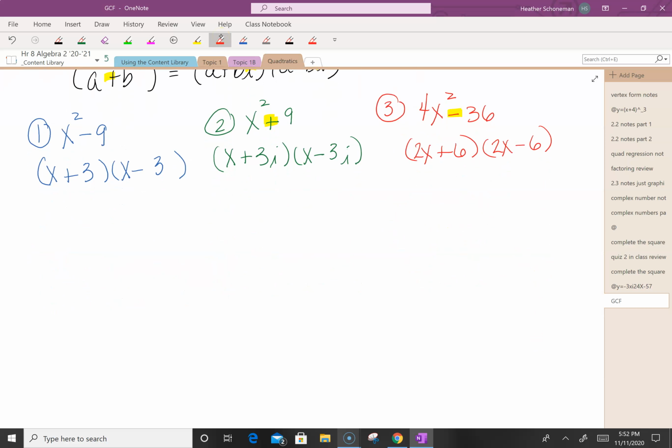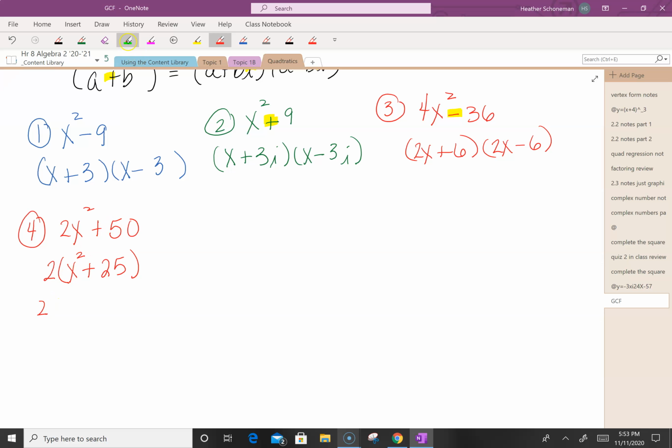Let's try another one. What about this one? 2x squared plus 50. Oh, well, it's a binomial. Doesn't matter if it's plus or minus, but I can't take the square root of anything. So I have to look to see if there's a greatest common factor. And there is. There's a 2. So I'm going to divide everything by 2, and that leaves me with x squared plus 25.